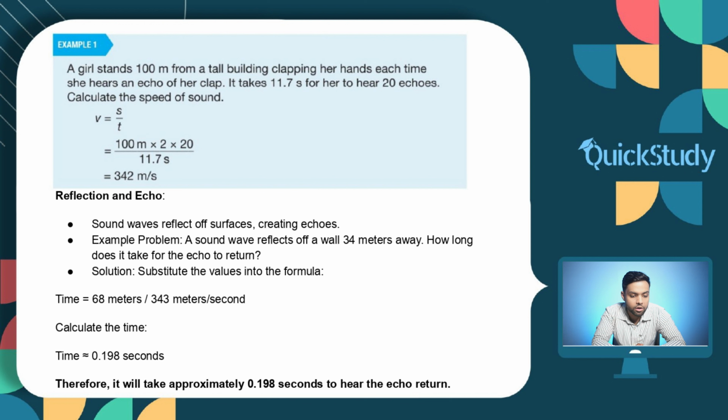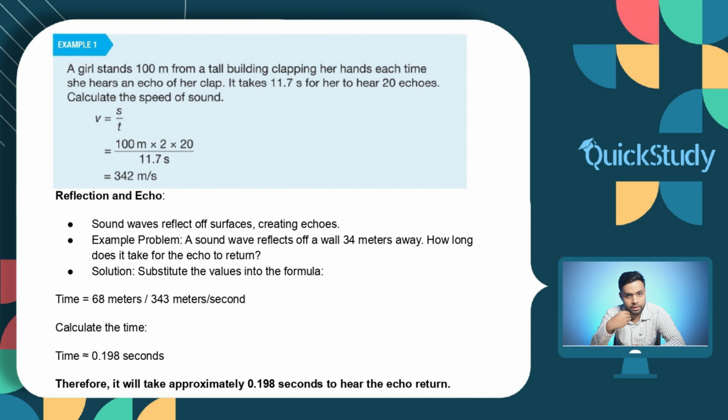So, speed of the sound will be V equal to S divided by T, where V is the speed of the sound, S is the distance, and T is the time. So, it would be 100 meters multiplied by 2 into 20 divided by 11.7 seconds, which will be equal to 342 meters per second. Now, we have to understand why we multiplied 100 by 2.